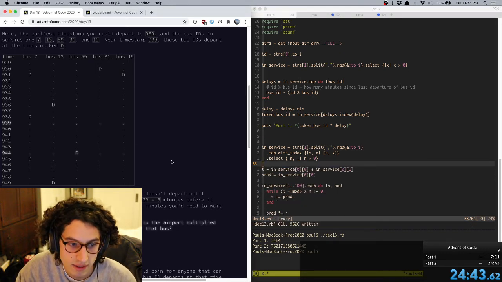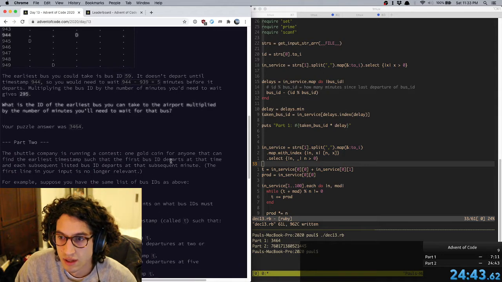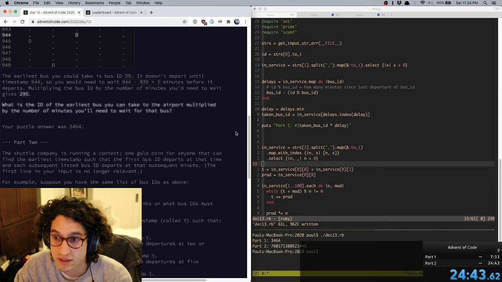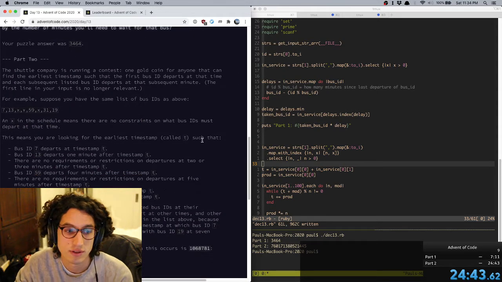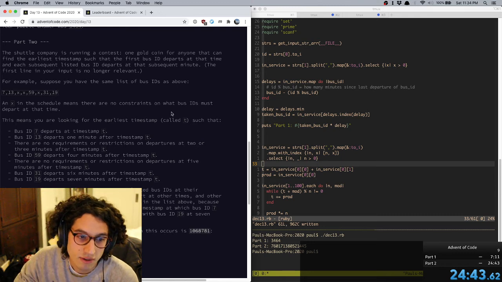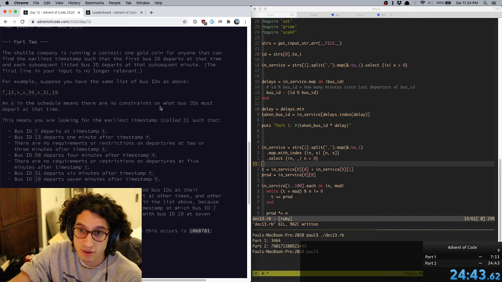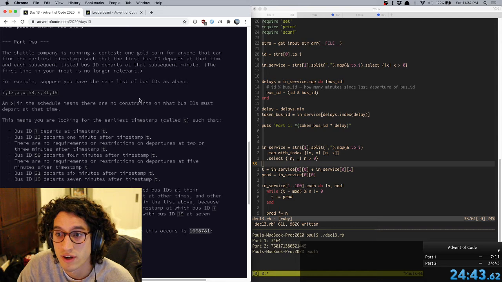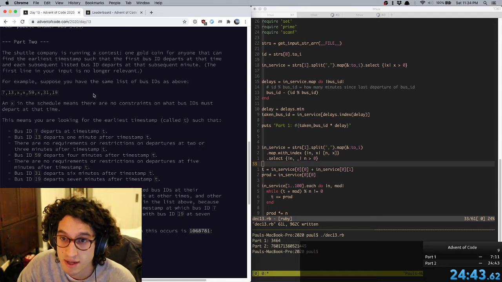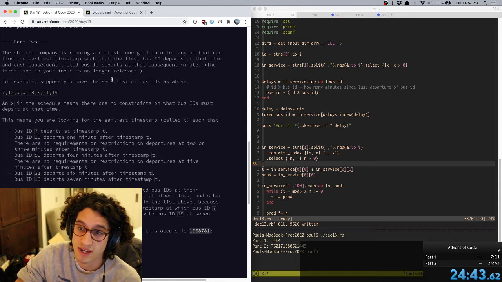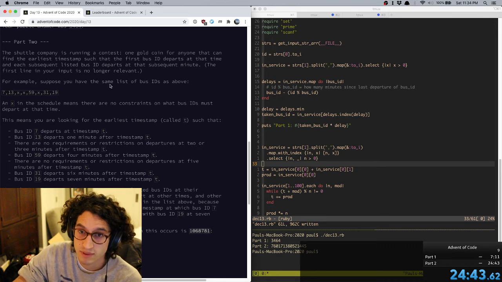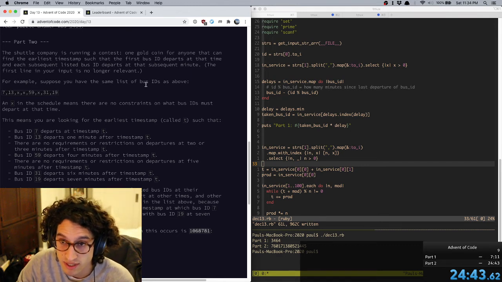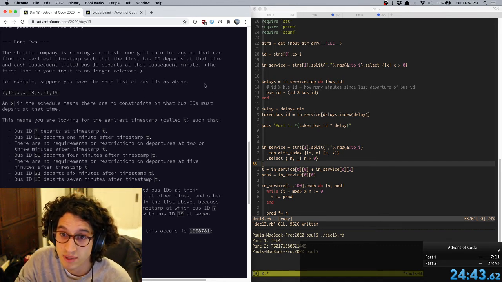So then, that was tricky. Part 2, even trickier. What do we got going on for part 2? The shuttle company is running a contest. 1 gold coin for anyone that can find the earliest timestamp such that the first bus ID departs at that time, and each subsequent listed bus ID departs at that subsequent minute.